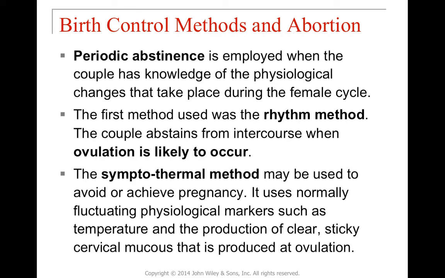Also, as we talked about, abstinence is when you are just simply not having sexual intercourse for a specific period of time. This used to be known as the rhythm method, and this is when you are abstaining from intercourse in time frames when ovulation is most likely to occur.